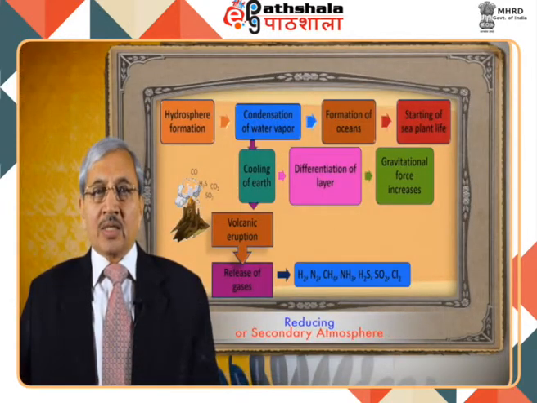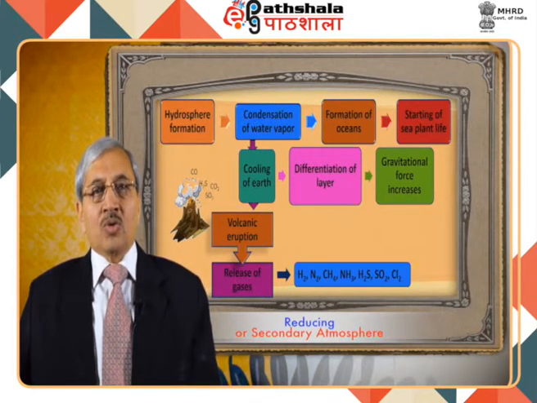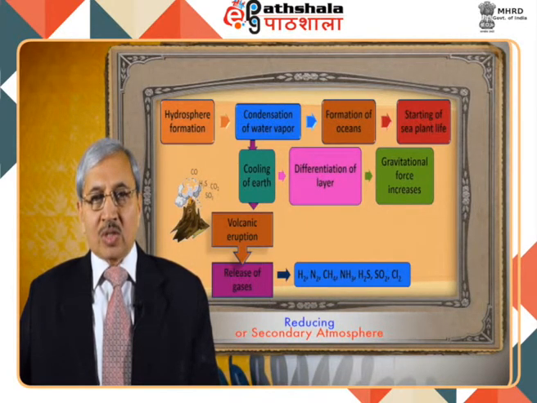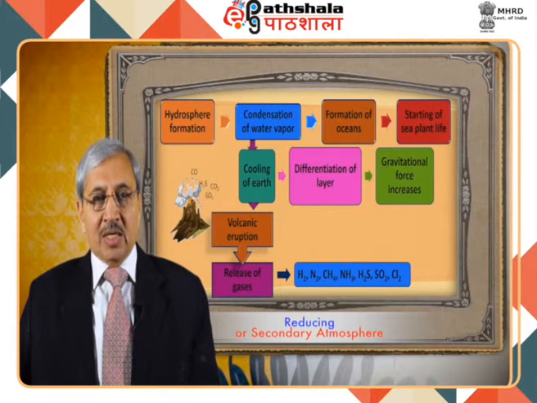During this period, the Earth cooled down and differentiation of layers took place into a solid core, liquid mantle, and thin crust. The solid core resulted in a strong gravitational force. The energy release from accretion of particles and decay of radioactive isotopes caused massive volcanic eruptions.